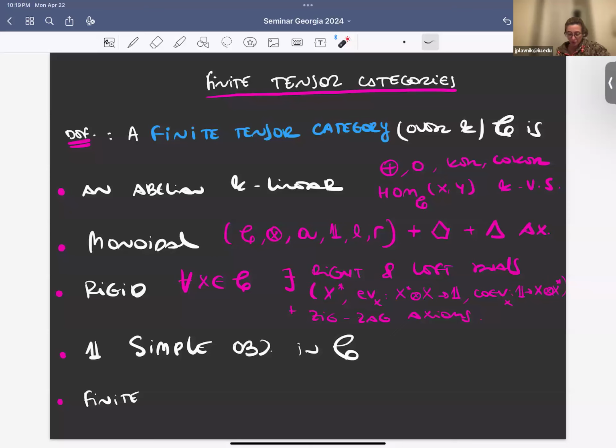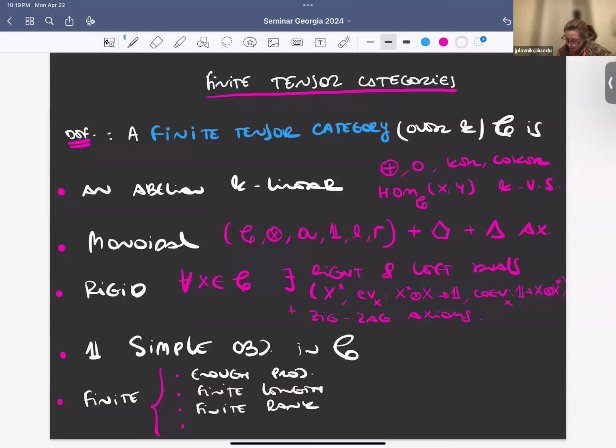And the last condition is purely in this part that I was mentioning. We have a finite dimensional algebra when I started. So I will ask that my category is finite. Finite means a couple of things. It's a couple of conditions that I will have. I will require that my category has enough projectives, that all the objects have finite length, and that I have something that I call finite rank. So what I'm saying is just finitely many simple objects up to isomorphism.